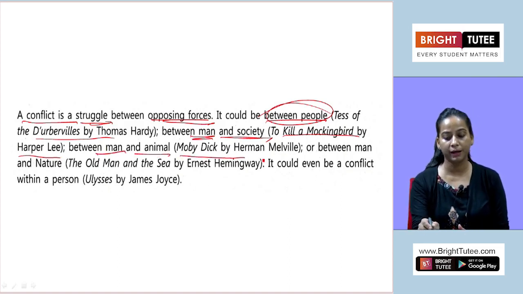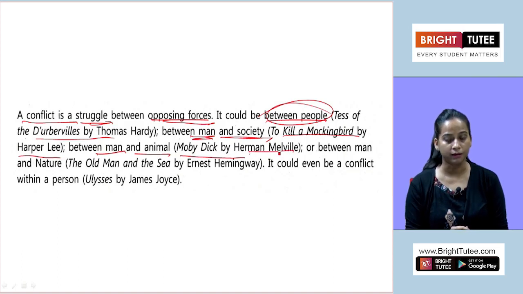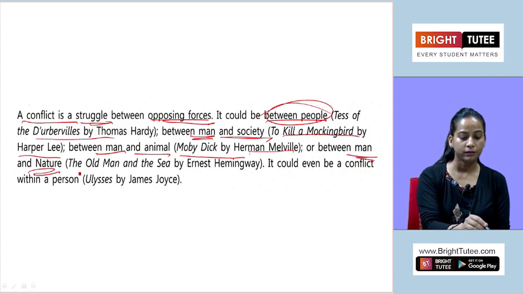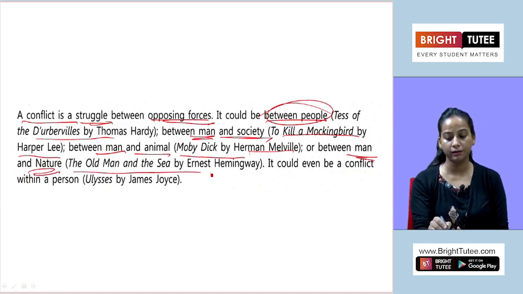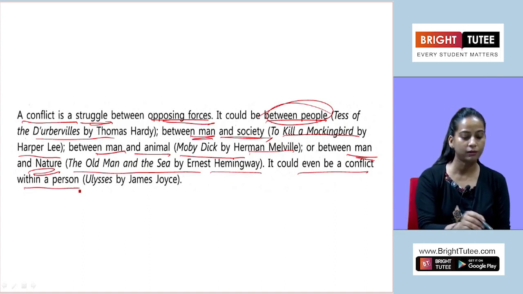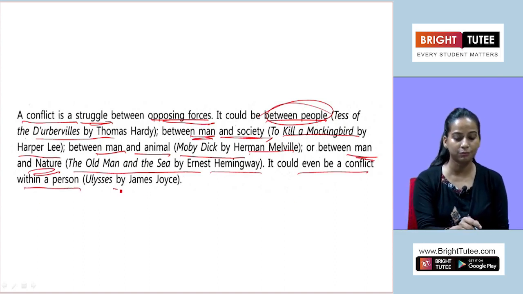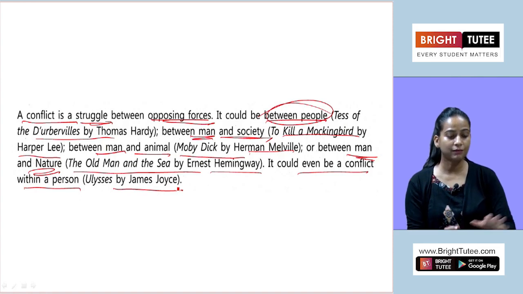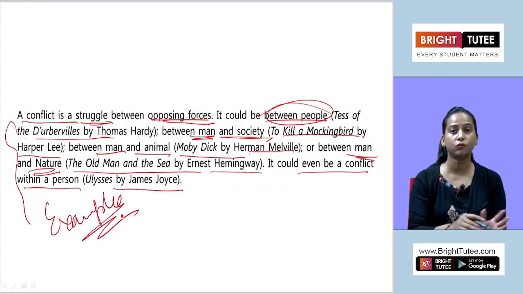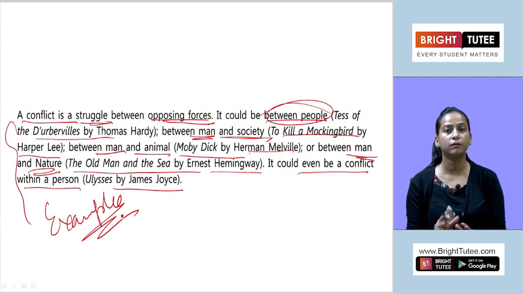The conflict can also be shown in a story between man and animal, as in Moby Dick by Herman Melville. Or it can be between man and nature, as in The Old Man and the Sea by Ernest Hemingway. It could even be a conflict within a person, as in Ulysses by James Joyce. So these are the different examples of how conflict can arise.